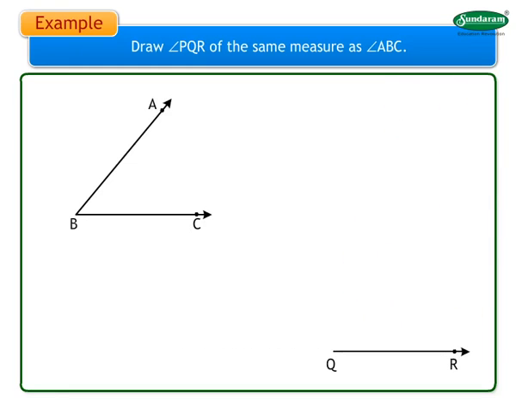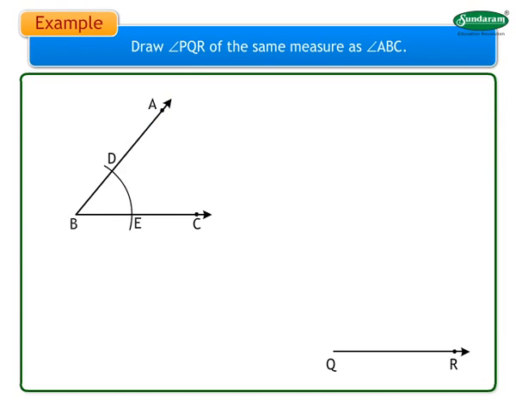Open the compass to a convenient span. Place the point of the compass on point B of angle ABC and draw an arc to intersect ray BA and ray BC at points D and E respectively.